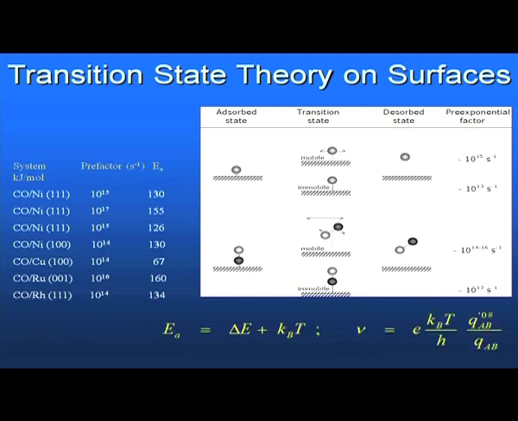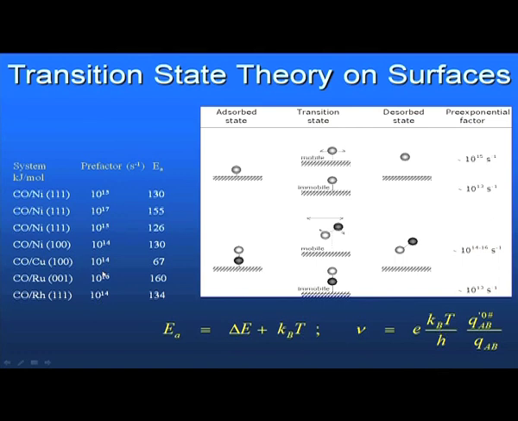So, let us have various systems. Here, carbon monoxide is adsorbed onto various planes of different metals, that is, one is the 111 plane, or maybe 100 or maybe 001, like that. And so, the system is this, prefactors per second is this, and energy of activation is this much in kilojoule per mole.